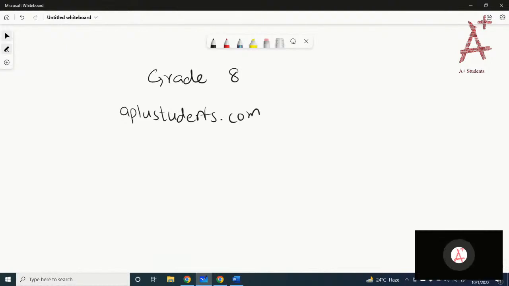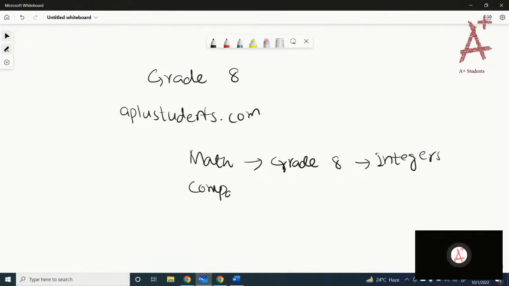Then you have to select math as a subject and scroll down to grade 8 maths. And we are on the chapter 2 integers. Find the chapter integers, and we are going to start with the topic that is compare and order integers. Got it? So please make sure you have your notebook and pencil before starting the lesson.